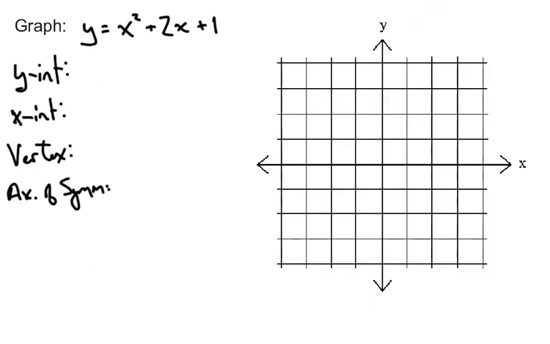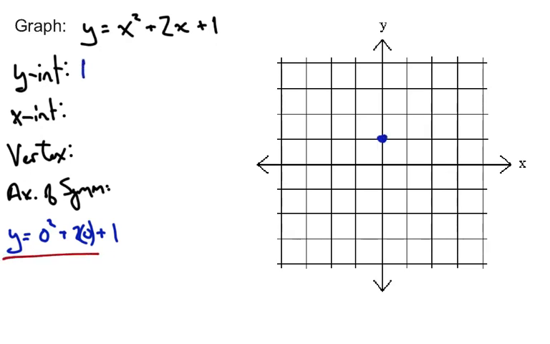Let's try another one. y equals x squared plus 2x plus 1. First of all, the y-intercept, that's going to happen when x is equal to 0. So we plug 0 in for x. And we see that obviously the y-intercept is at 1.